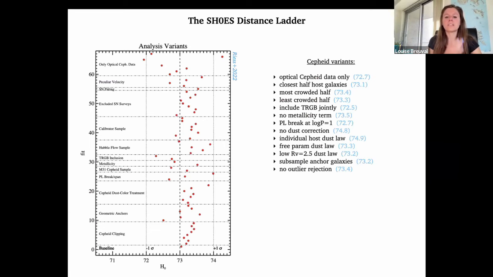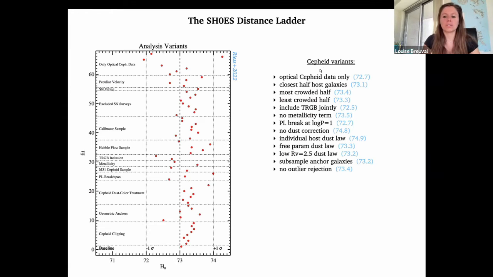And so in the SH0ES analysis, what we do is we take the baseline, which is the final measurement, and every time we can, we change one single thing. That's what we call the variant. For all these variants, we see what can impact the value of the Hubble constant.